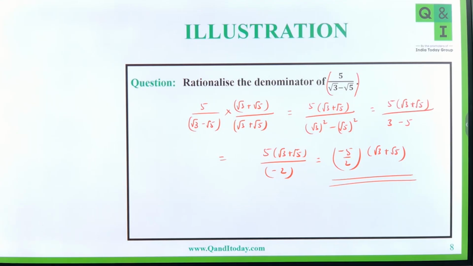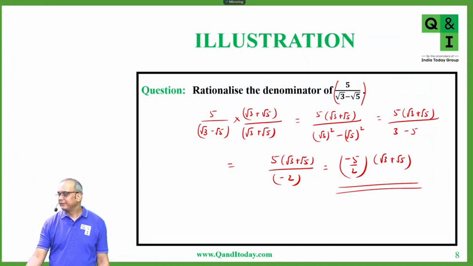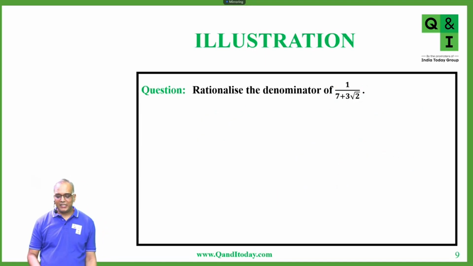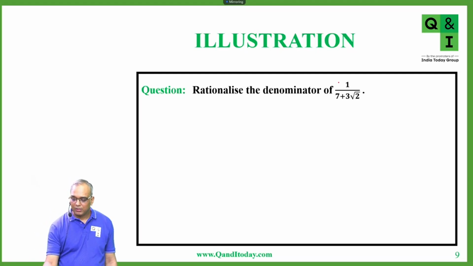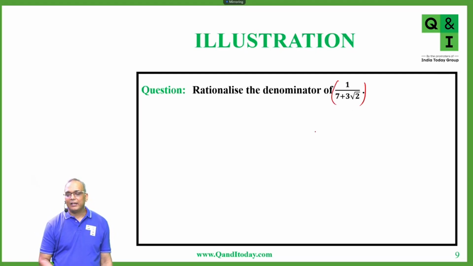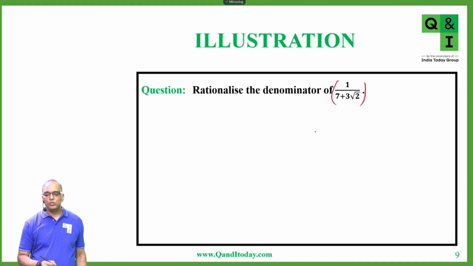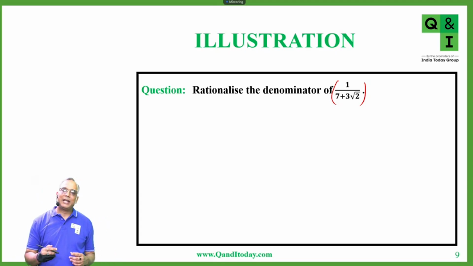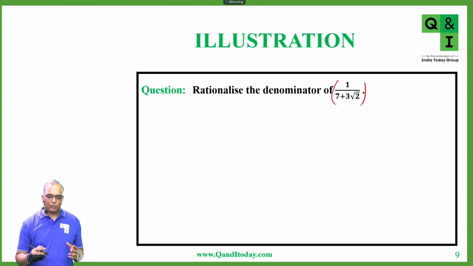So let's go to the next question, students. Now we have to rationalize the denominator of 1 by 7 plus 3 root 2. So you have to tell me what is the conjugate of 7 plus 3 root 2, and you have to multiply both numerator and denominator by the conjugate of 7 plus 3 root 2 to rationalize the denominator here.